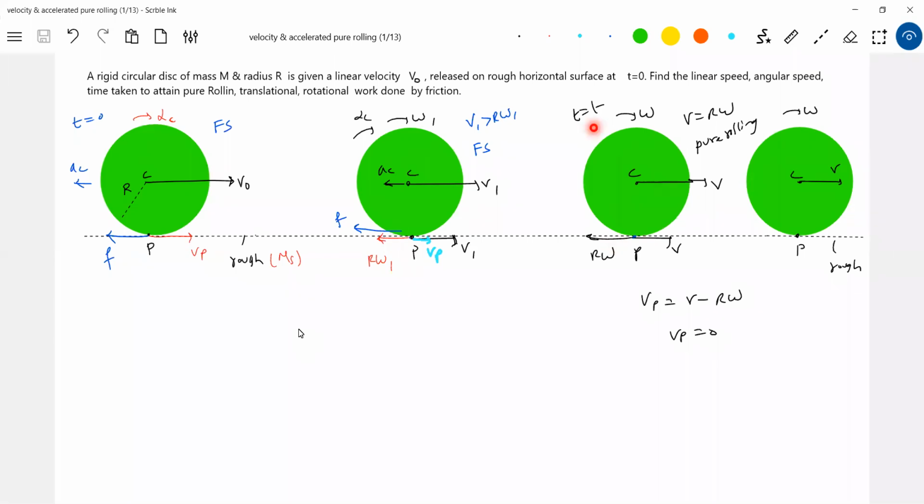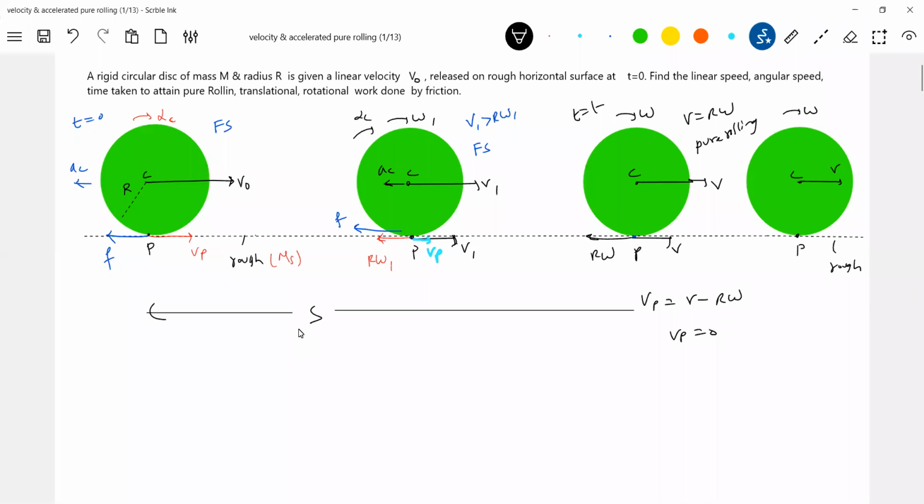So what is our question now? What is this V, omega? How much time will it take to attain pure rolling? How much distance has it covered? So altogether it has started here and it has covered a distance. So after moving what distance does it attain pure rolling, all of that has to be determined.